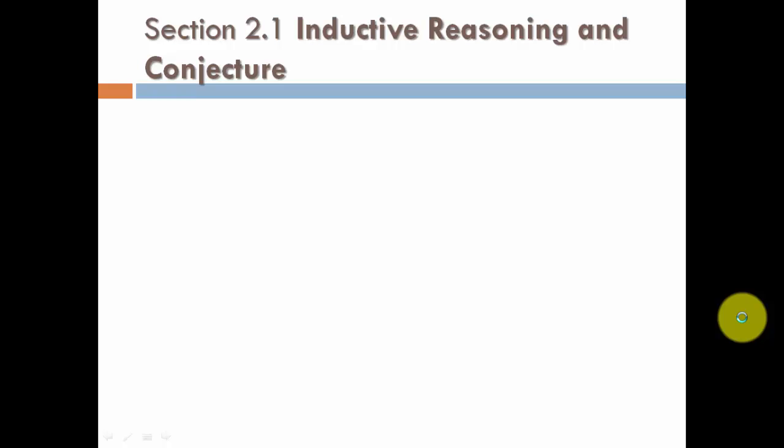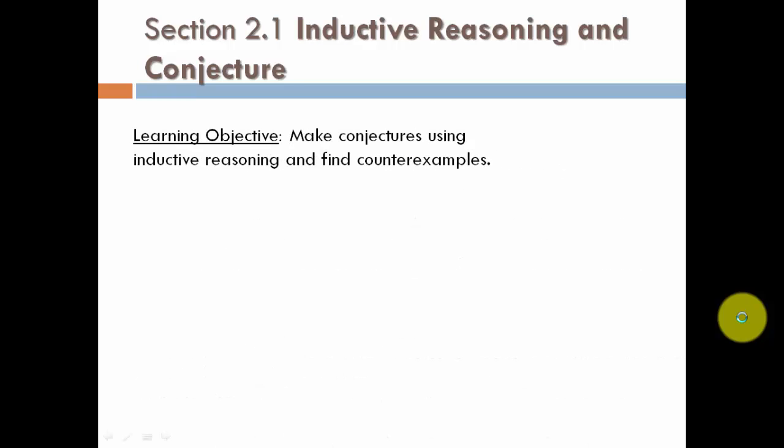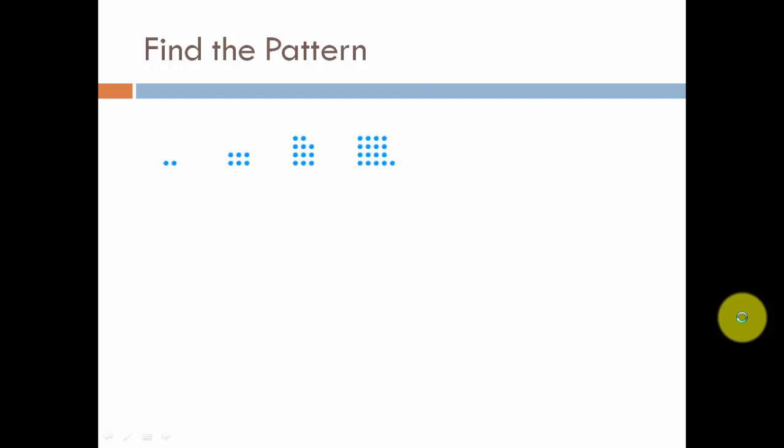This lesson is section 2.1, Inductive Reasoning and Conjecture. Our learning objective for today will be to make conjectures using inductive reasoning and find counterexamples. So, the whole basis of our lesson today is that we are going to be trying to find patterns and then make guesses based off of those patterns.